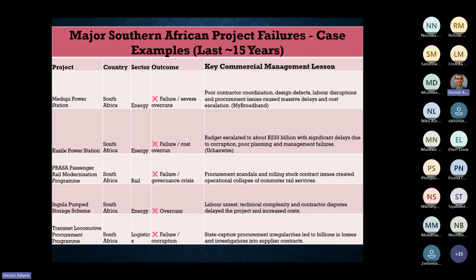Kusile Power Station, another failure, more cost overruns. Budget escalated to about 233 billion, which is crazy, with significant delays due to corruption, poor planning, and management failures. PRASA Passenger Rail Modernization Program is also considered a failure, with governance crisis, procurement scandals, and rolling stock contract issues creating operational collapse of commercial rail services.